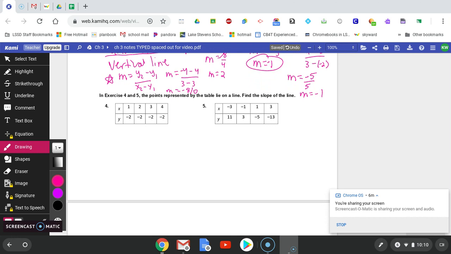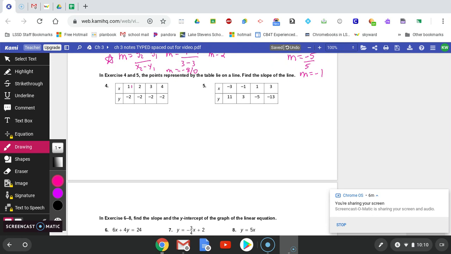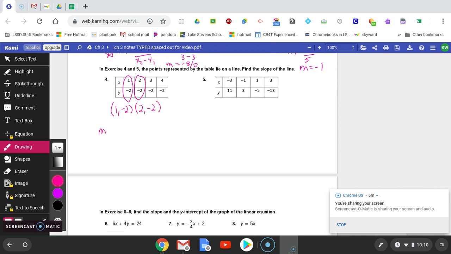So if you're asked to find the slope of a line from a table, you're doing the exact same thing. You're going to find 2 points, and you're going to find the y2 minus y1 over x2 minus x1. So if I'm using these two as my coordinate points, that means my coordinate points are (1, negative 2) and (2, negative 2). So let's find the slope between them. I'll label them as x1, y1, x2, y2, and then I'll do y2 minus y1 over x2 minus x1.